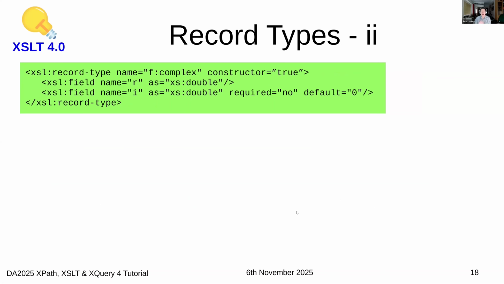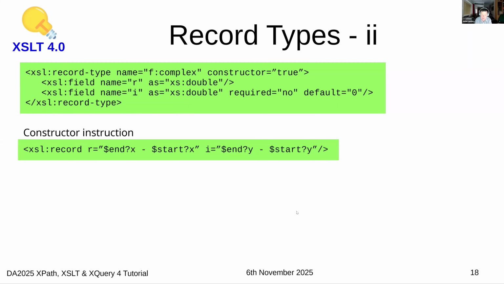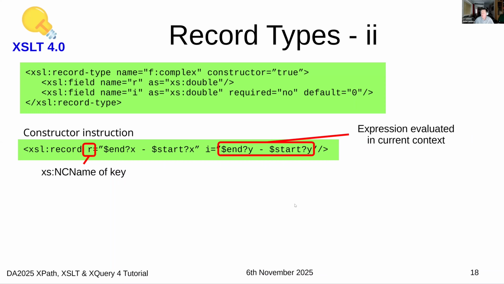We also have the ability to write a constructor instruction, which says: I want you to produce a record whose R value is this expression and whose I value is that expression, and that has to be the name, and there's the name of the key, and that has to be an expression evaluated in the current context.